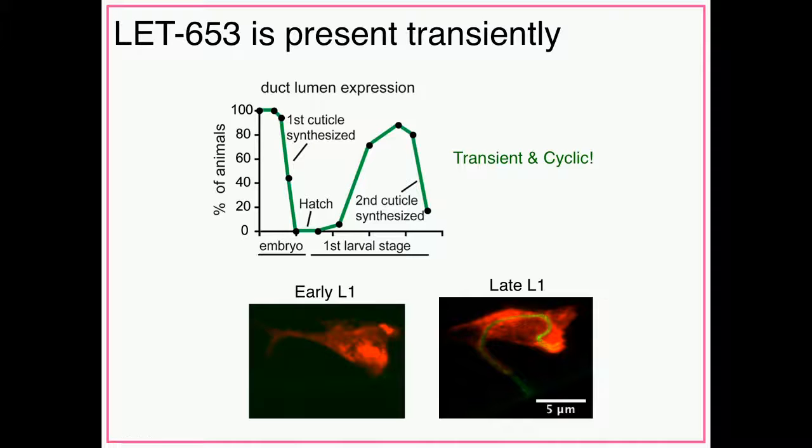So we wanted to know when and where LET-653 is expressed, and it turns out that it's specifically expressed in the duct and pore, but not the canal, in the excretory system. And LET-653 is present in this early pre-cuticular apical ECM. So it's present in the embryo, goes away, and then reappears before a new cuticle is synthesized.